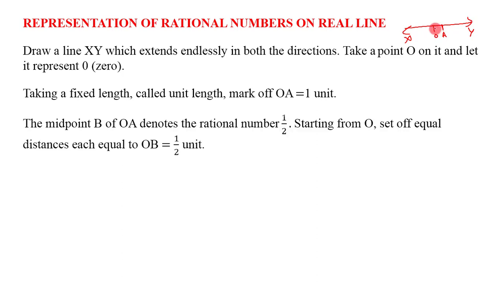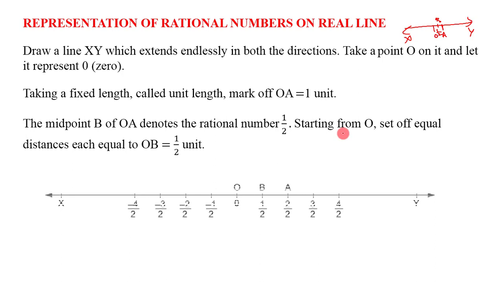Likewise, in the same manner, take the midpoint of OA as B. Then this B represents half of this 1 unit. That's why it is represented by 1 by 2. In this slide, I am going to show how to represent a rational number with a denominator 2. If you observe this number line, you can understand that.